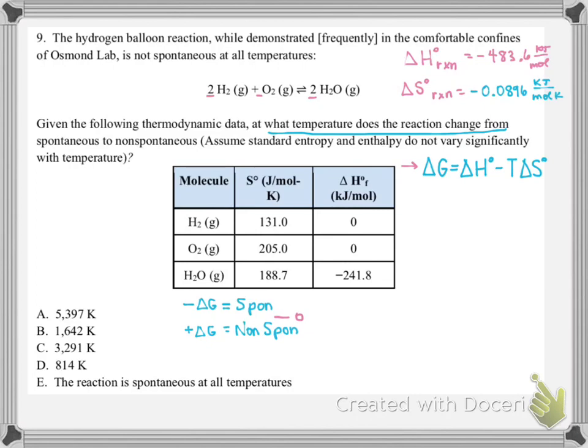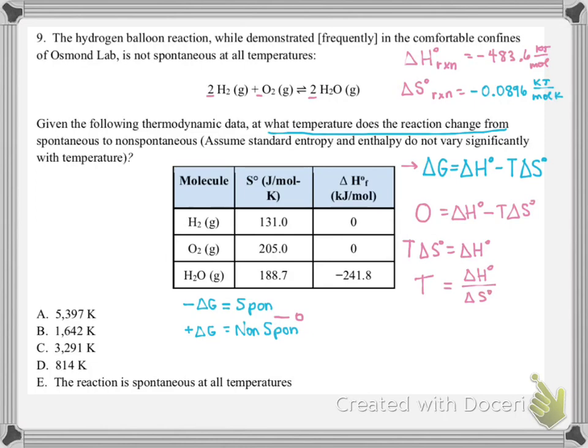So up here, if we were to plug in 0 for delta G equal to delta H minus T delta S, we can go ahead and add the T delta S over to the other side, where that T delta S is equal to delta H. And we can say that our temperature is going to be equal to delta H divided by delta S.